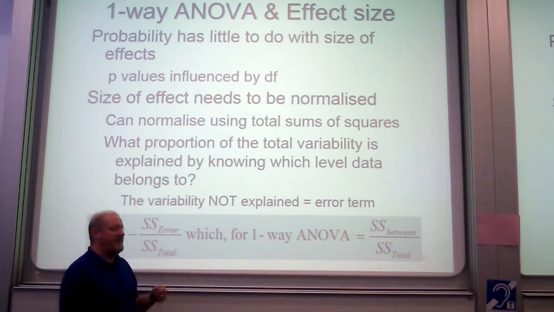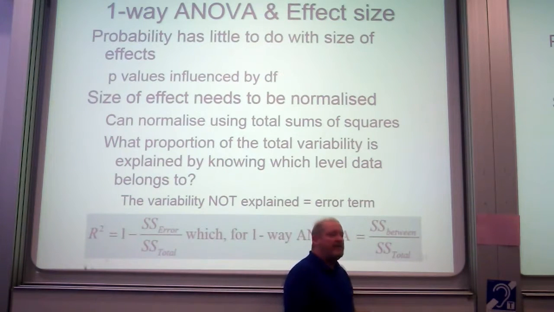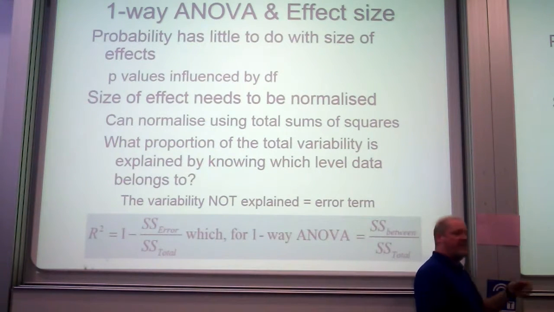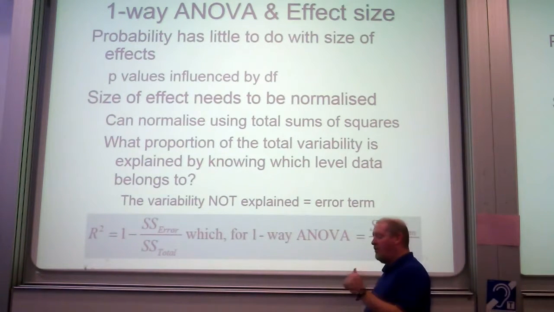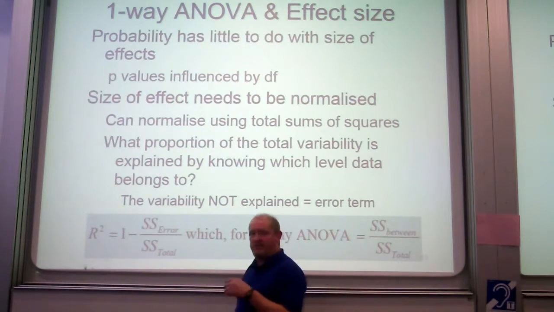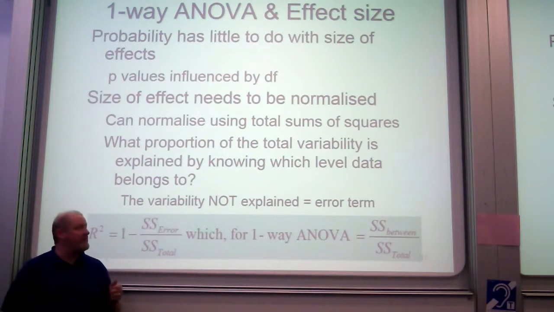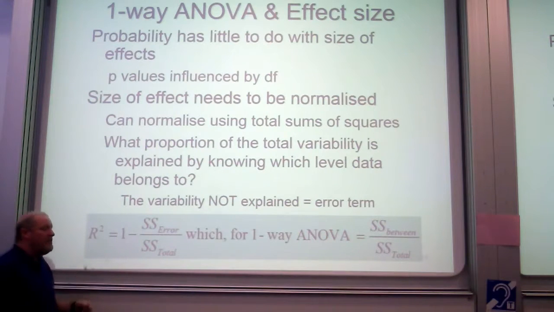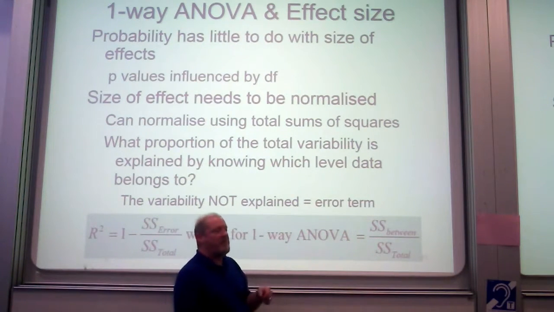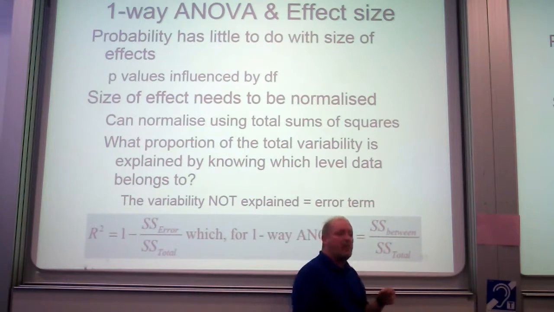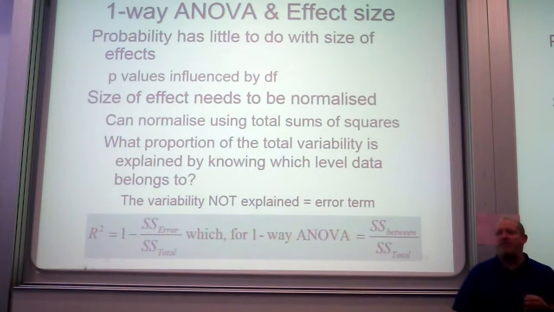And what we want to do, as always, is standardize or normalize effect sizes so that we can compare them from one study to another, in the same way that we standardize all normal distributions with a z-score and so on. We want to standardize effect sizes, and what we can do is use the R-squared value. Remember, this comes from the regression-like properties of ANOVA.